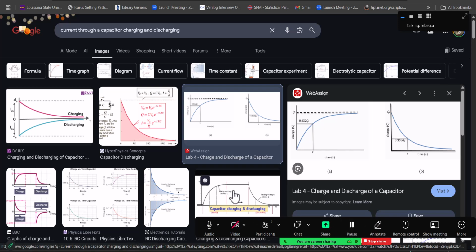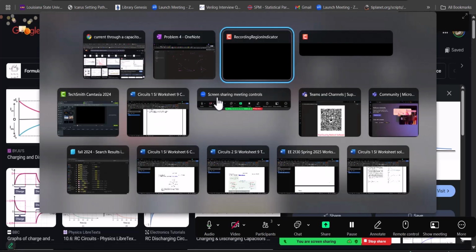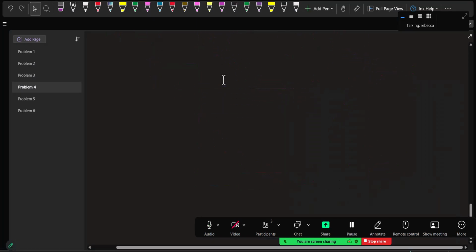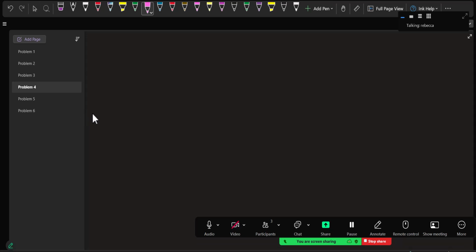Okay, and let's see. An inductor does something different. So let's talk about an inductor for a minute. So here's an inductor.